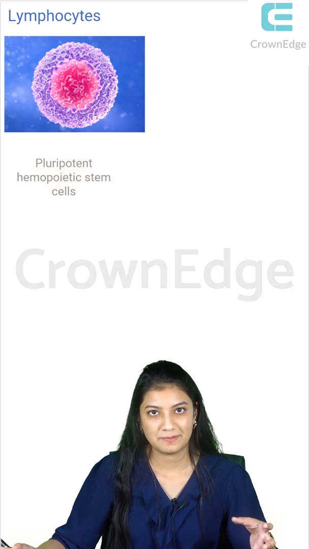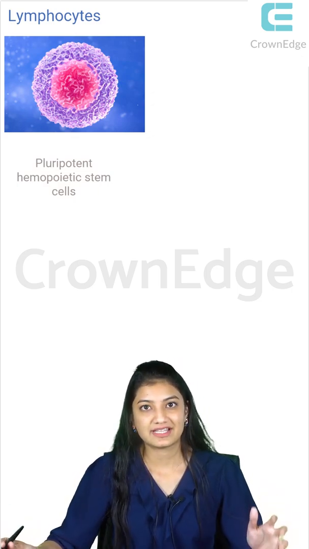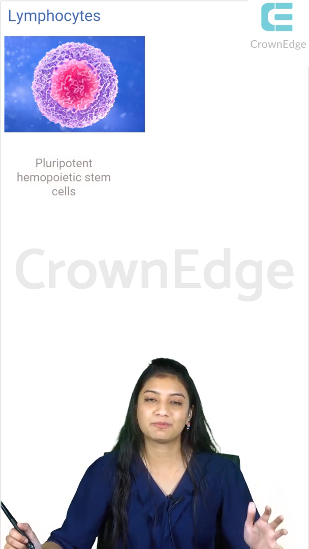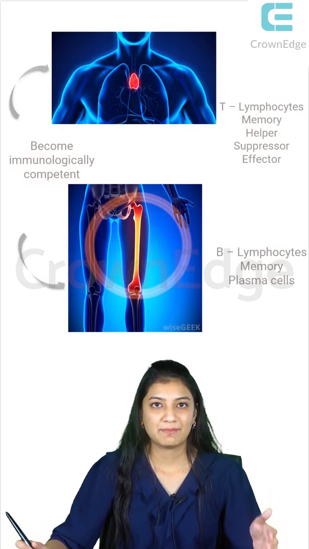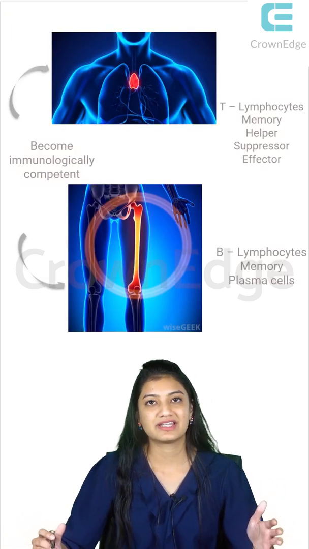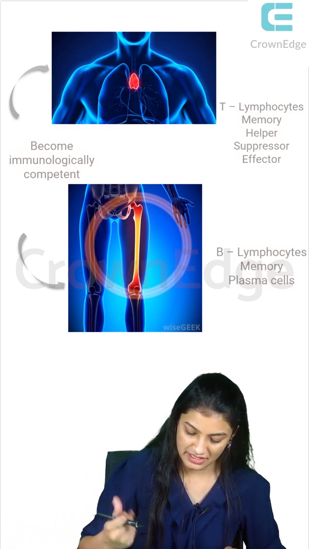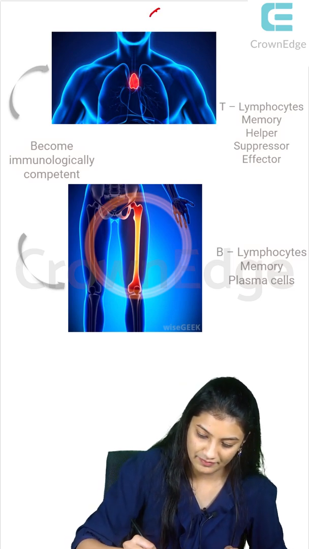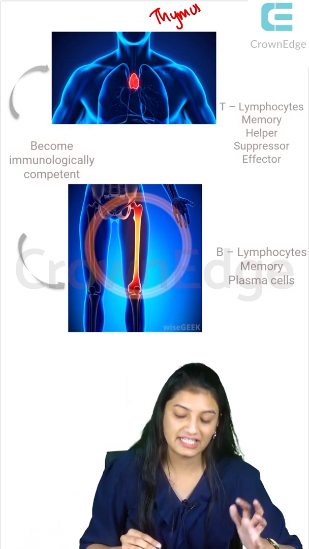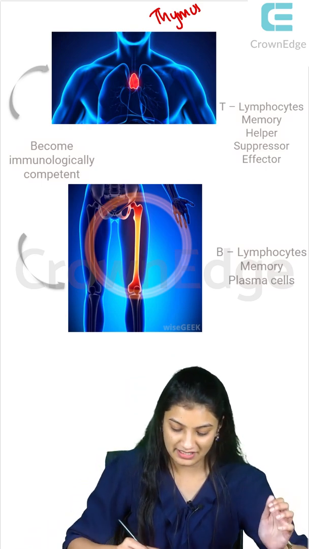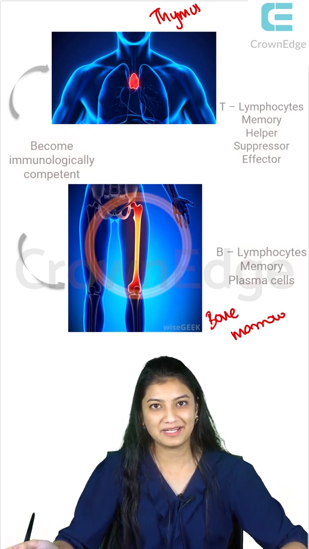Let's talk about lymphocytes and the classification of lymphocytes. Basically, lymphocytes are pluripotent hemopoietic stem cells. Based on the region where they become immunologically competent, they are classified by location. If they become immunologically competent in the thymus, they are called T lymphocytes. Similarly, if they become immunologically competent in the bone marrow, they are called B lymphocytes.